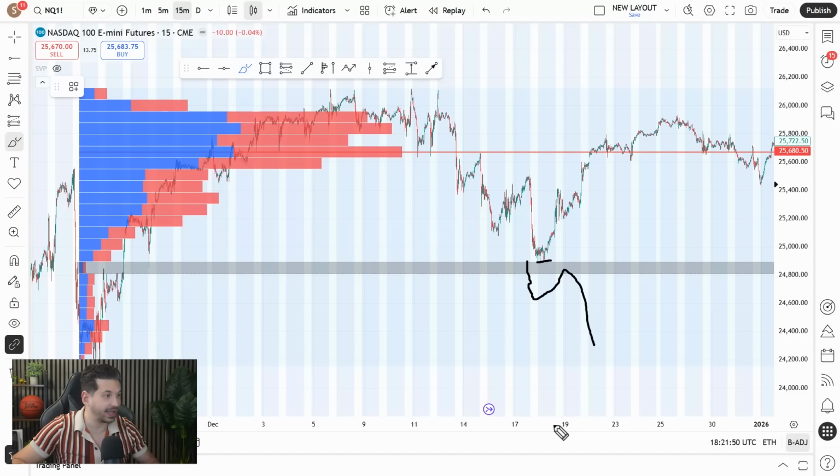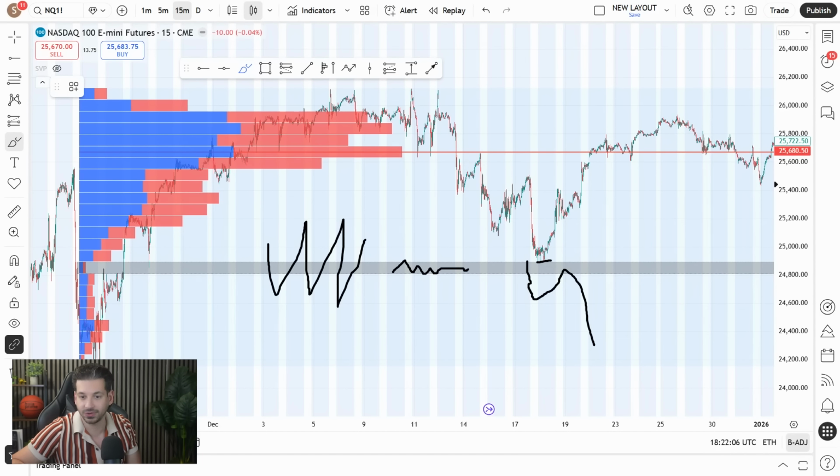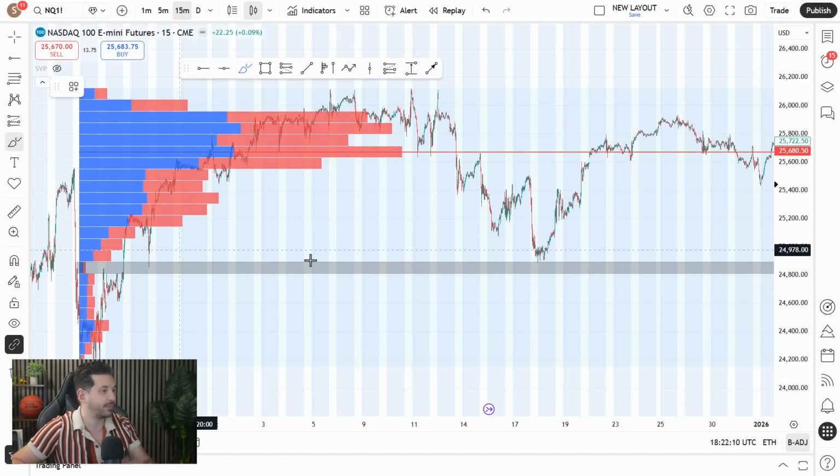Very, very rarely would you see price get to these low volume nodes and do nothing and just start consolidating. It can happen, but very rarely. Or price will just go up and down through it and treat it with no respect at all. Again, very rare. So that's how I would mark out my charts.